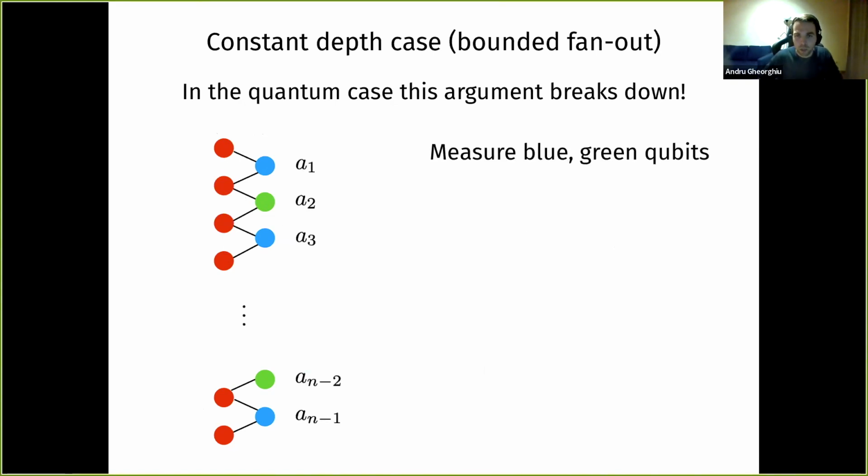So all of this can be done in constant depth, like you have a constant number of layers of gates that you can apply. And then suppose that we measure these parity qubits, so the blue and the green qubits. Well, it's not too difficult to show that the state on the remaining red qubits is going to collapse to an equal superposition of two strings, Z and the complement of Z, such that these strings satisfy whatever parities we obtained as a result of the first measurement. So when we measured these blue and green qubits, we got these parity values a_i, and these two Z strings need to satisfy these parity conditions. And there are only two such strings that satisfy these conditions.